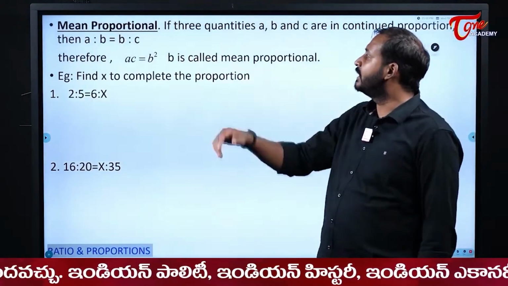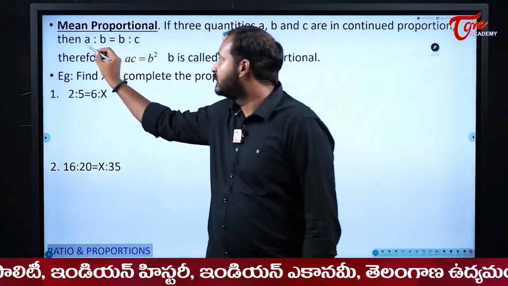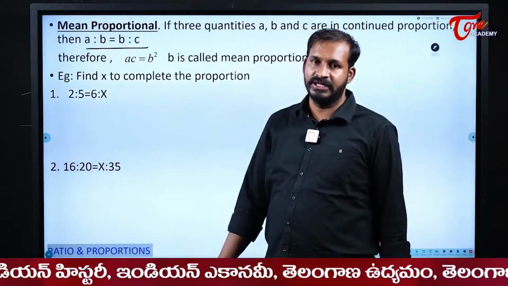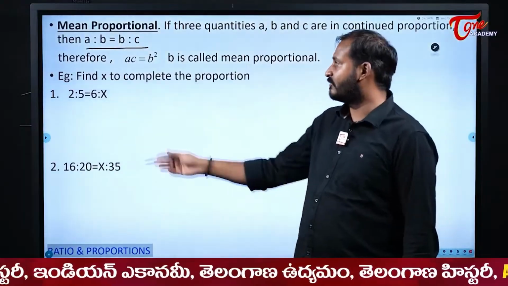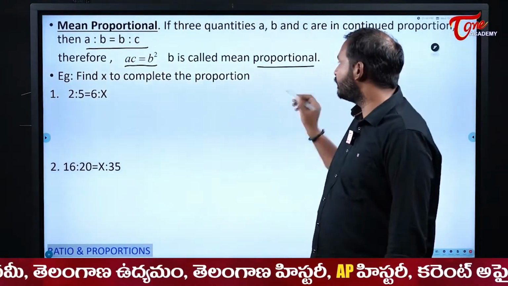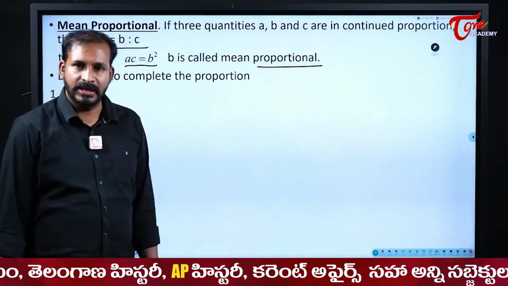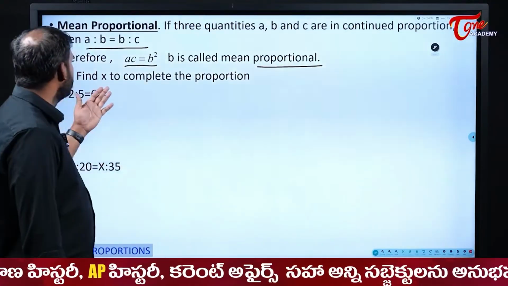The same thing, mean proportional. If three quantities A, B, C are in continued proportion, then A:B is equal to B:C. Just now I told you, right? Instead of proportional. Therefore, AC is equal to B square. B is called the mean proportional for us. The same thing we have written.